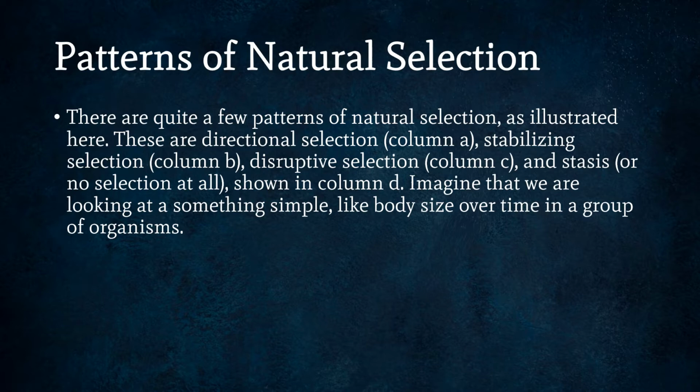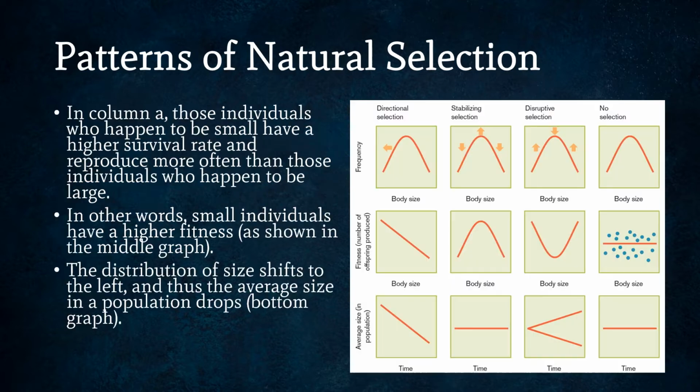So imagine that we're looking at something simple like body size over time in a group of organisms. In column A, the individuals who happen to be small have a higher survival rate and reproduce more often. That's directional selection. In other words, small individuals have a higher fitness. The distribution of size shifts to the left, and thus the average size of a population drops.